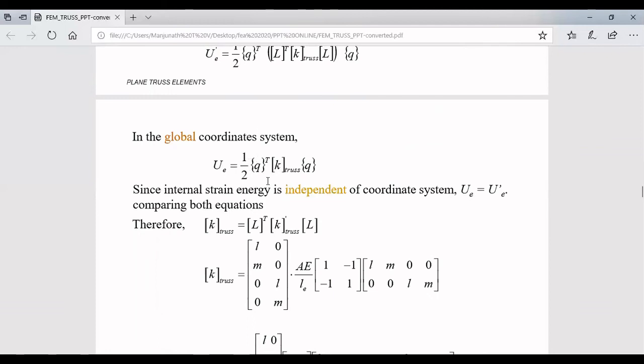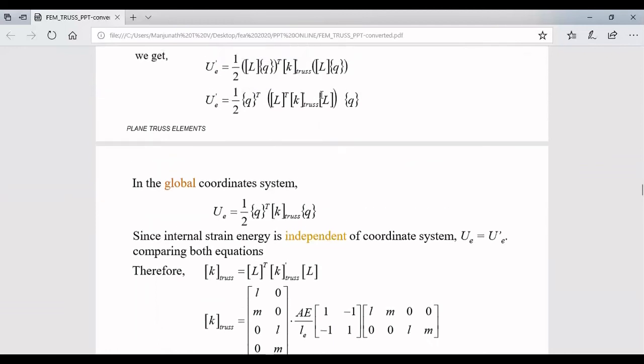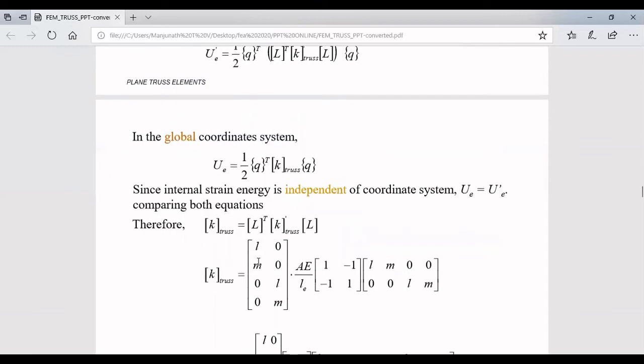Comparing the local coordinate system strain energy and the global coordinate system strain energy, in k truss this term will be equal to this term, so that k truss is equal to L transpose K dash truss L. Then L is a transformation matrix.